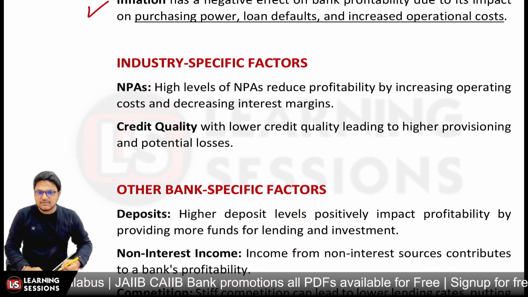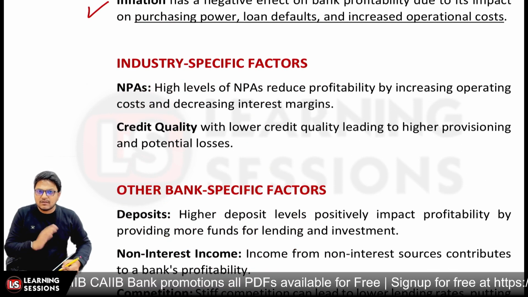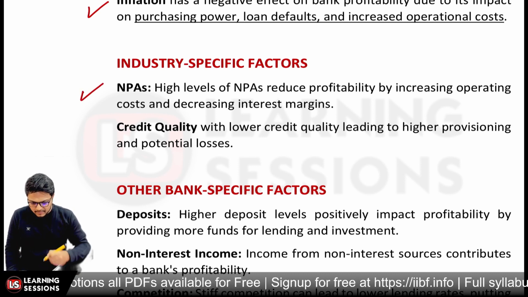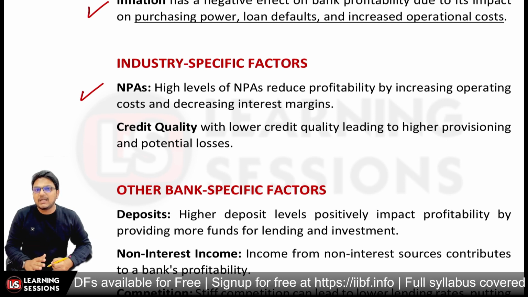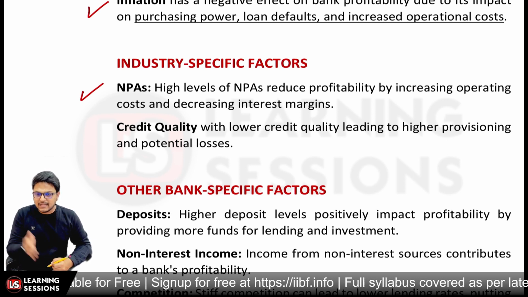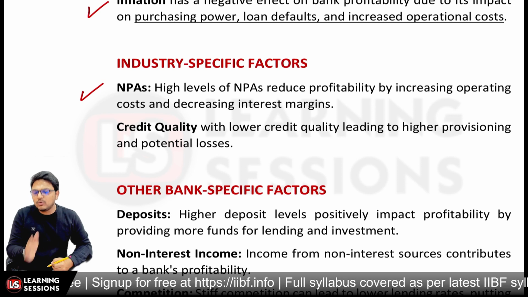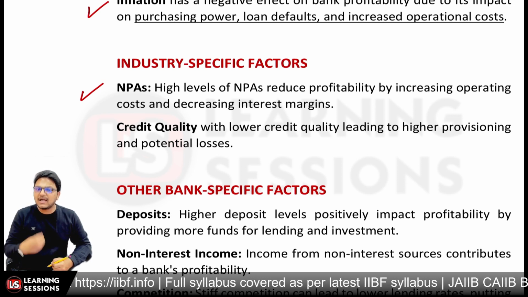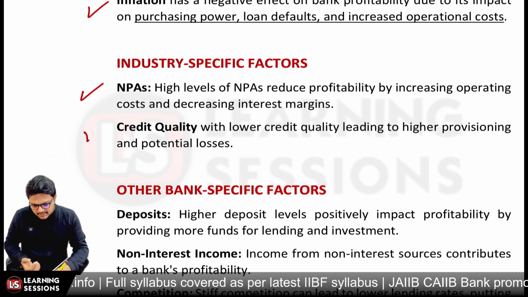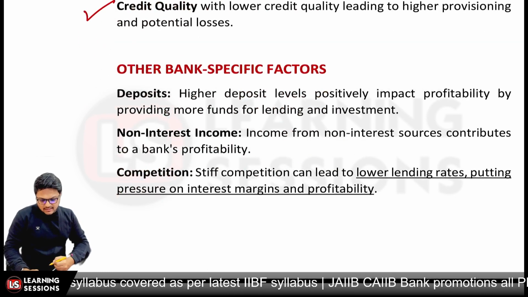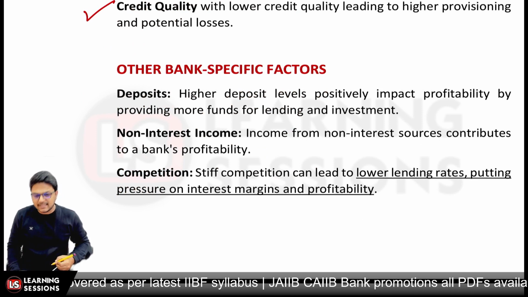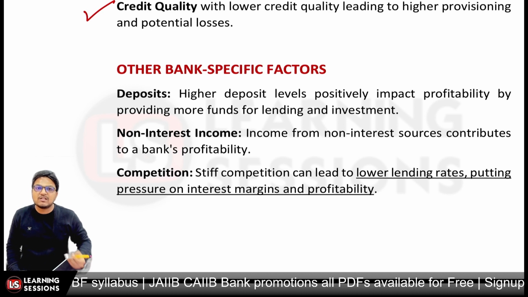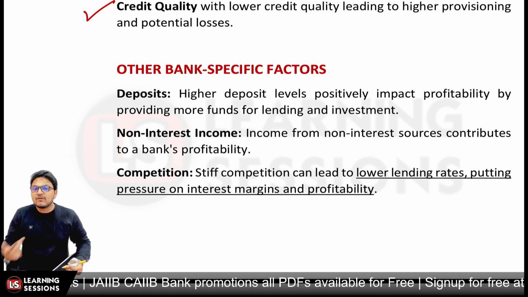Now if we look at the industry-specific factors, let's say in some particular industry the NPA levels are high. In that scenario the profitability will be low, and the credit quality also. Now if the credit quality is degrading, that will also lead to an increase in provisioning, because for each bad loan or each non-performing asset we have to maintain provisions, and that will reduce the profitability, right? And there are some other bank-specific factors also. It may be the case that your deposit cost is higher, and higher deposit levels positively impact the profitability, because much more funds are available, right?